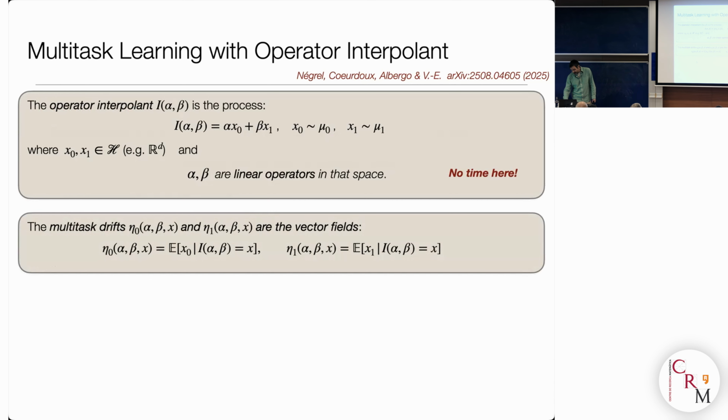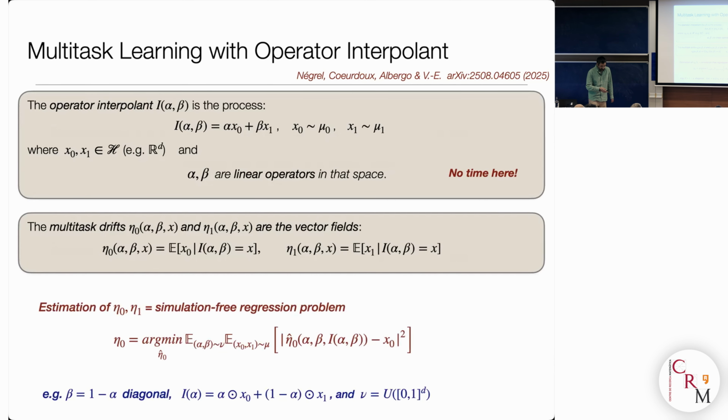Okay? And because these are conditional expectations, you can learn them. For example, for eta 0, you can again use the L2 characterization of the conditional expectation to represent this as the minimizer of a quadratic loss. The only thing that you need to do now is that you also need to put some probability on your operators. Okay? Let me give you an example with a little bit of an abuse of notation. Suppose that beta is equal to 1 minus alpha, and suppose that it's diagonal.